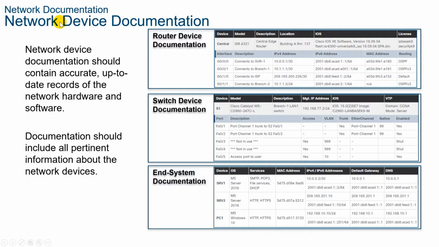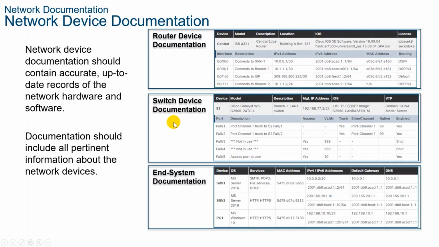So we have router device documentation. The table displays sample network device documentation for two interconnecting routers. This includes the device, the model, the description, the location, the IOS version, and the license. Also included are the connections on each of the interfaces, including the IP address, MAC address, and the routing protocols used.